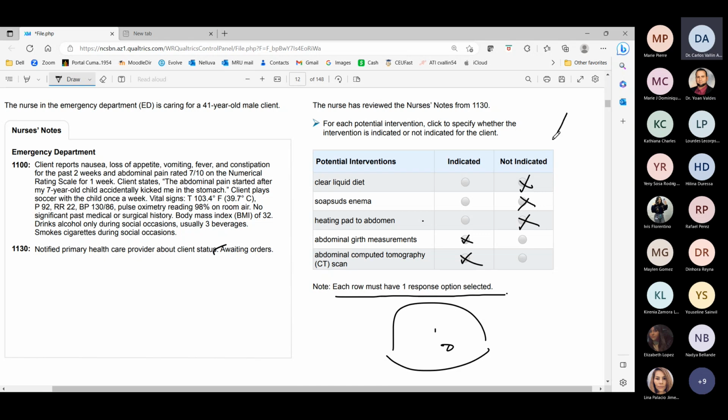In this case, a wrong answer penalizes a good answer, and you necessarily need to answer all the options. So if you mark that you give the client a clear liquid diet, this is going to cancel a point, because obviously you're doing something very wrong. You need to be penalized.